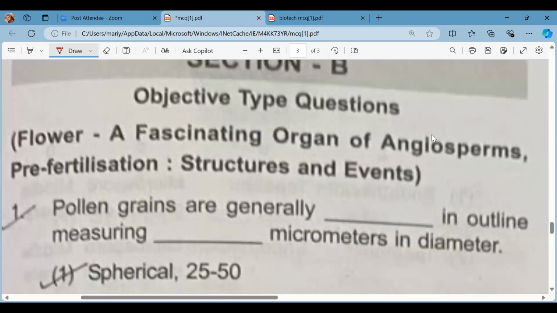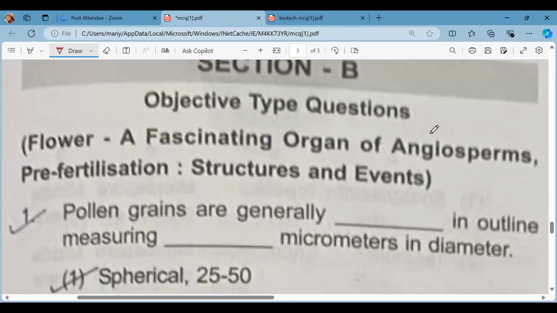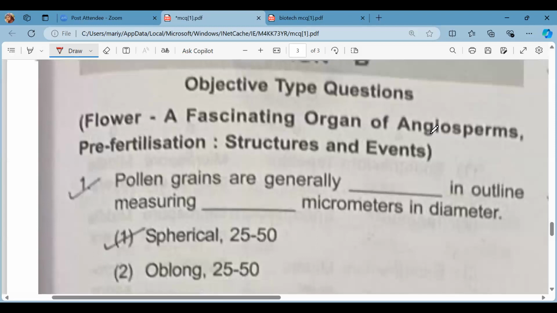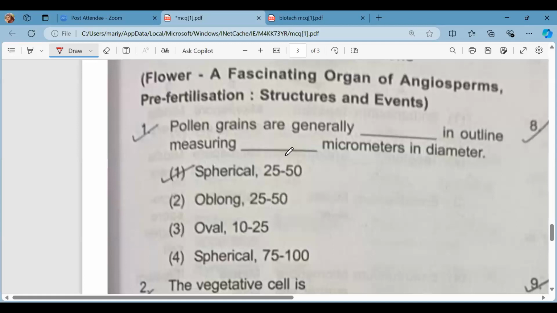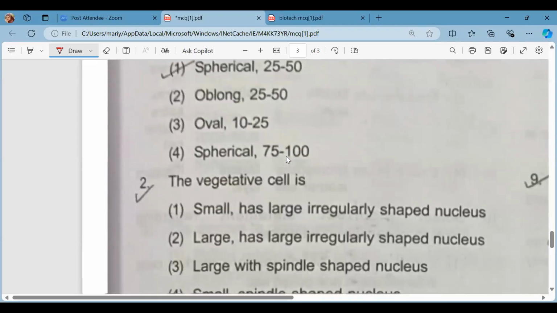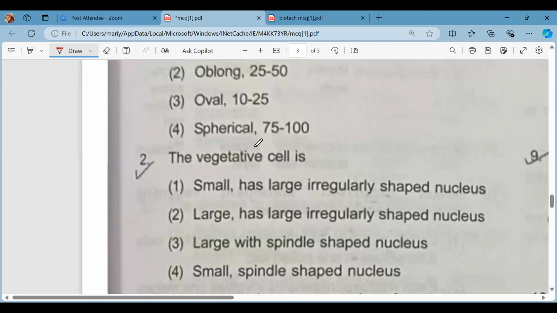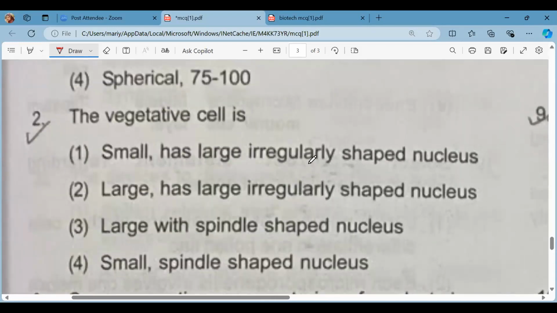All right. Now talking about the flower again. This is a section B part, talking about the flower and its structures. So I have ticked the first one only. The pollen grains are spherical normally, and their size is 25 to 50 micrometers. You can learn it as it is. Now the vegetative cell. You remember the two cells present in the pollen grain, one is vegetative and one is generative.